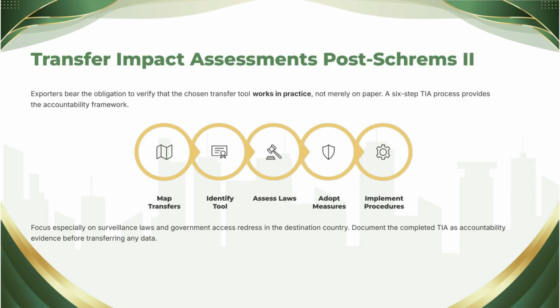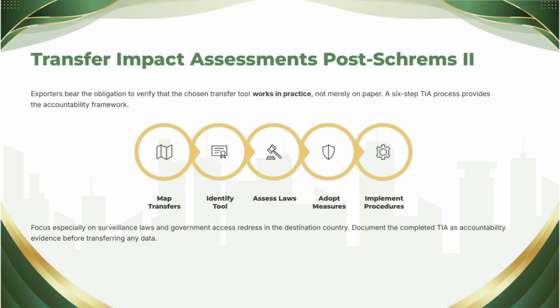Map every flow, including onward transfers and remote access. You cannot assess journeys you haven't traced. This is the cartography habit from last chapter paying off. Step 2. Identify your tools. For each flow, which Chapter 5 instrument carries it? Adequacy, SCCs, BCRs, a derogation? Adequacy flows stop here. The Commission did the assessing. Derogation flows stop too. They are exceptional by nature. Everything on Article 46 safeguards proceeds.